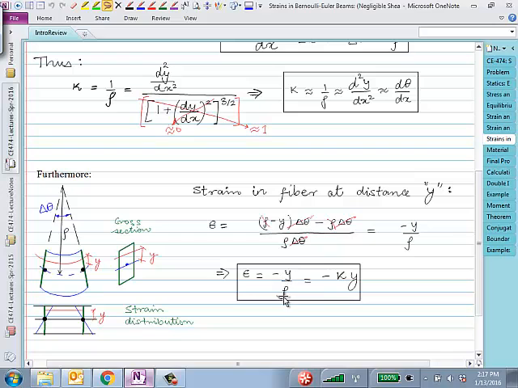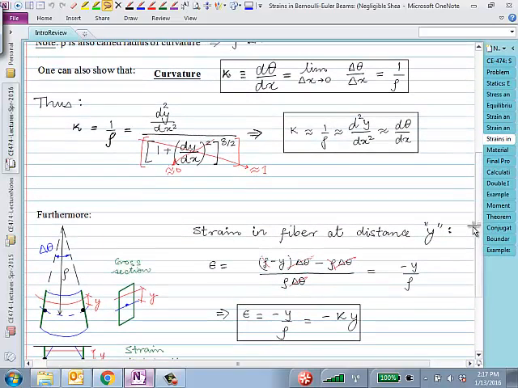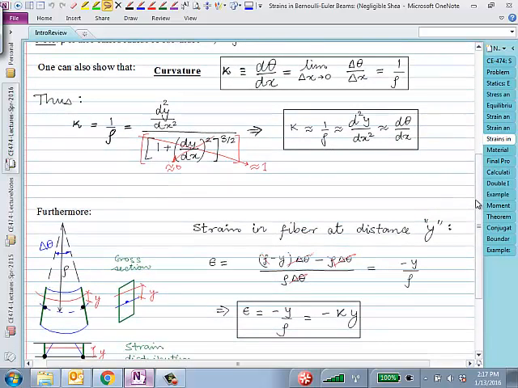Since 1 over rho is the definition of curvature, I'm not going through the derivation of all this. I'm assuming that you've seen these derivations before, and if not, I've already posted the handout on the class web page. You can take a look at that to refresh your concepts.